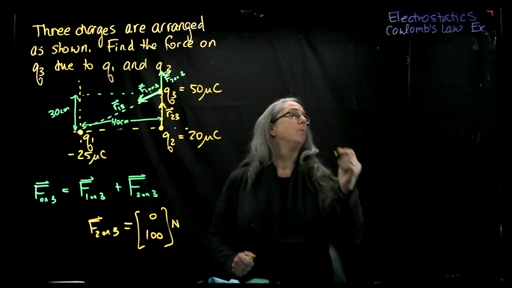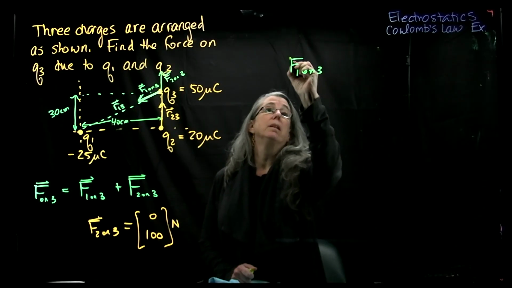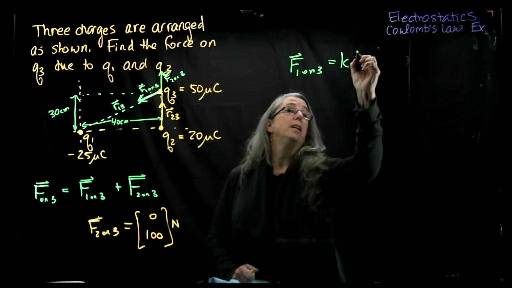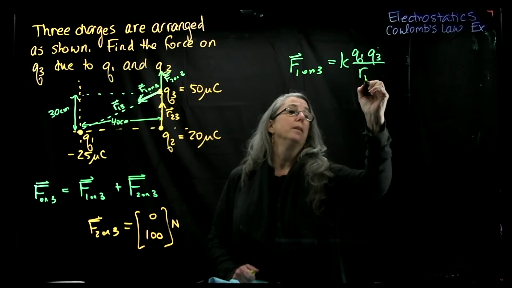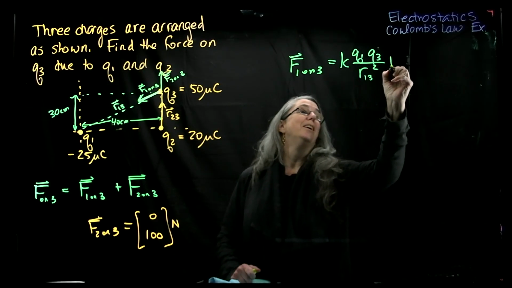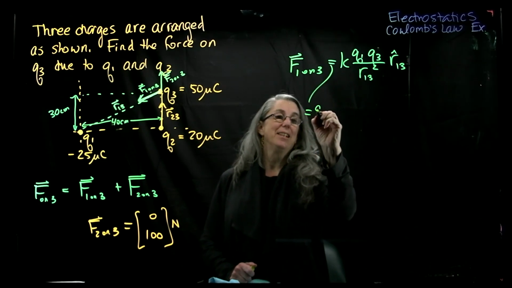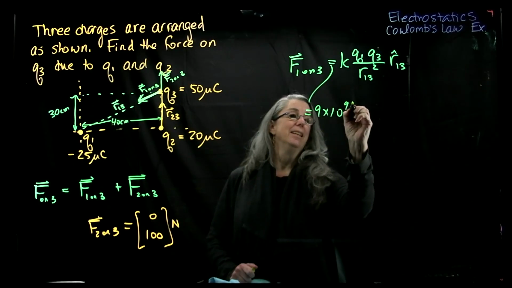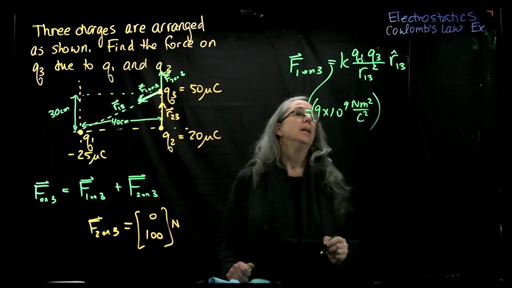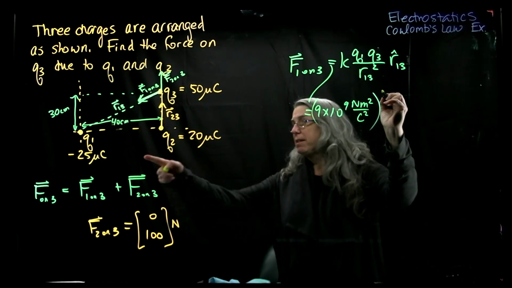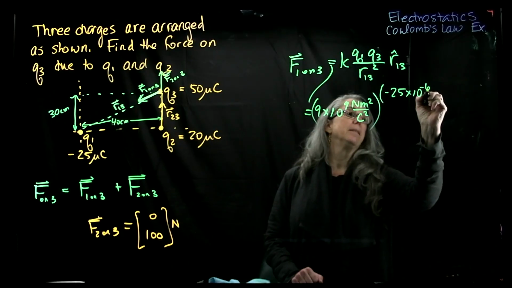Okay, so F1 on 3 is equal to K Q1 Q3 over R13 squared R hat 13. K is our 9 times 10 to the 9th newton meter squared over coulomb squared. Q1 is our negative 25. I do put the minus sign in, times 10 to the minus 6 coulombs.